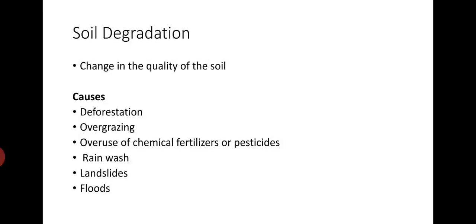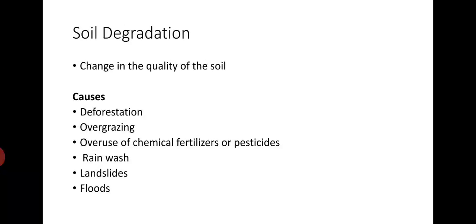Rainwash, if the area has less vegetation, whenever the rainfall comes, it will wash the soil. In a landslide, the layers of the soil slide down on the surface, which also leads to soil degradation.